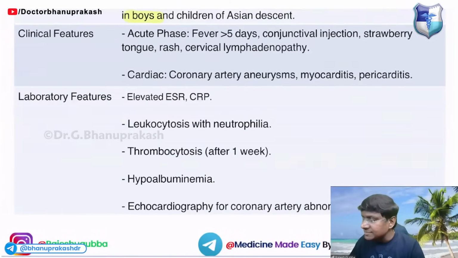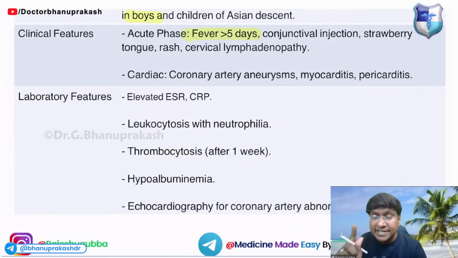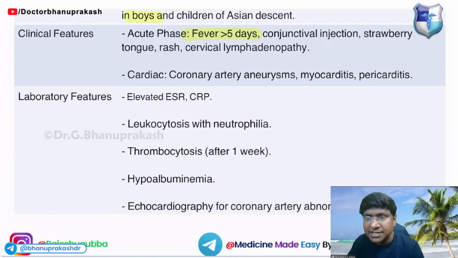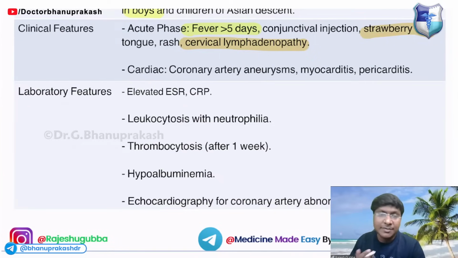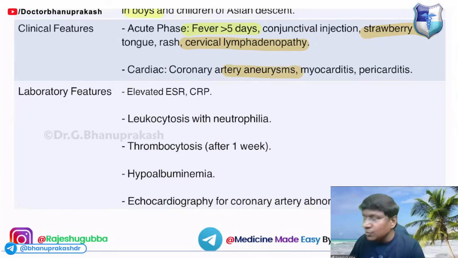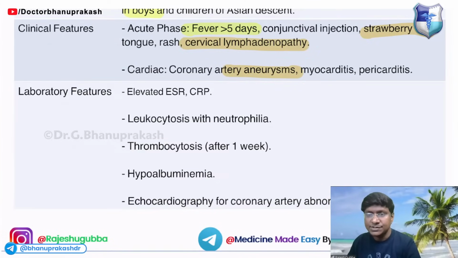And in the acute phase, what is the manifestation? Fever. And this particular fever should be there for more than 5 days. That's a very, very important manifestation in Kawasaki. And as I said, it is mucocutaneous lymph node syndrome. The patient will have cervical lymphadenopathy, and the tongue will be like a strawberry tongue. What will be the vessel that is commonly affected? Coronary artery. And that coronary artery involvement will be in the form of coronary artery aneurysm. And other cardiac manifestations will be myocarditis and pericarditis, right?